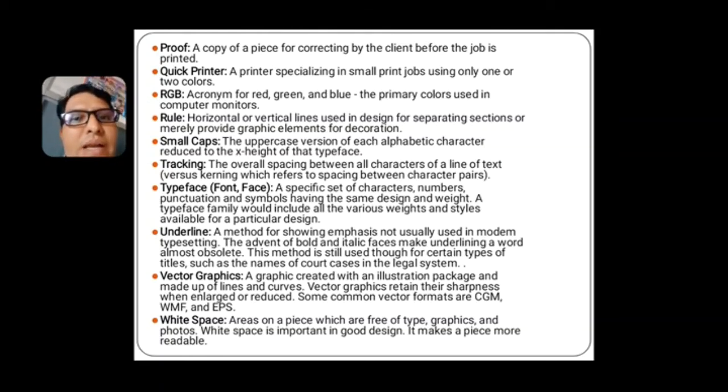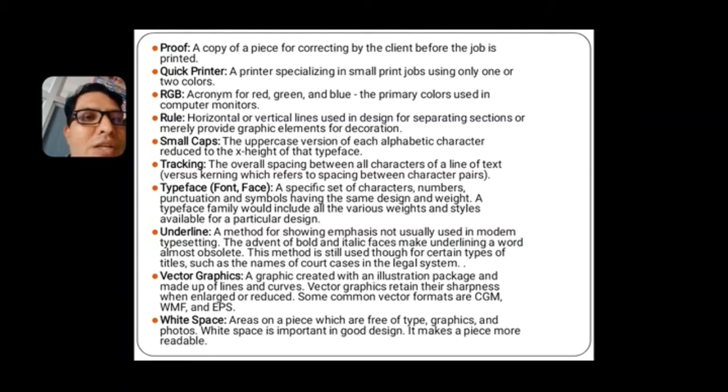And next one is underline. As we know, what do we mean by underline? A method for showing emphasis, not usually used in modern typesetting. The advent of bold and italic faces makes underlining a word almost obsolete. So nowadays, bold and italic emphasize the exact content you are specifying or highlighting. But nowadays underlining has become obsolete, so it is vanishing.